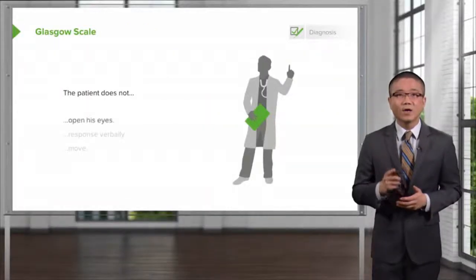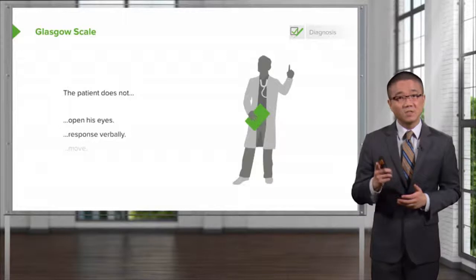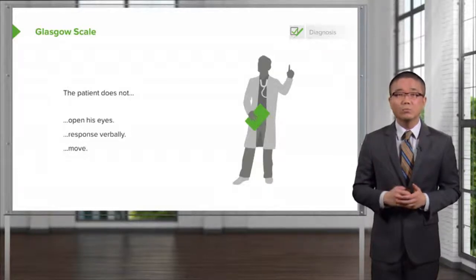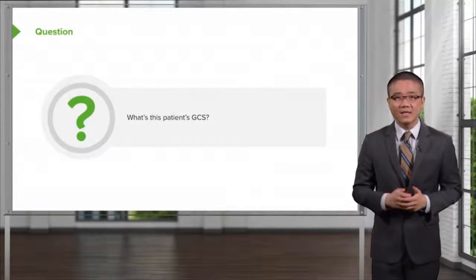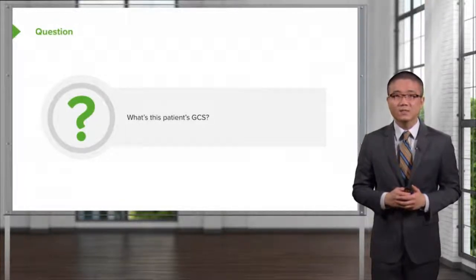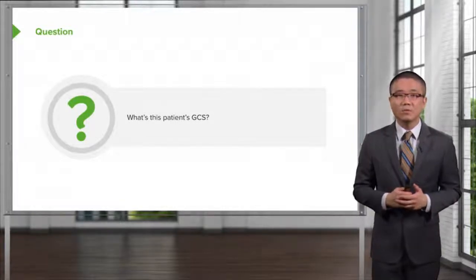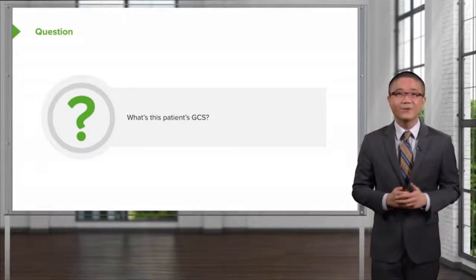The patient does not open his eyes, respond verbally, or move. My question to you is, what is this patient's Glasgow Coma scale? Again, the patient doesn't open eyes, has absolutely no verbal, and is not moving at all. This is a common trick question.